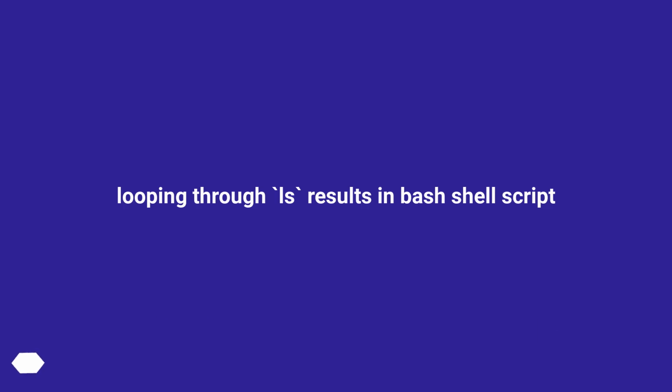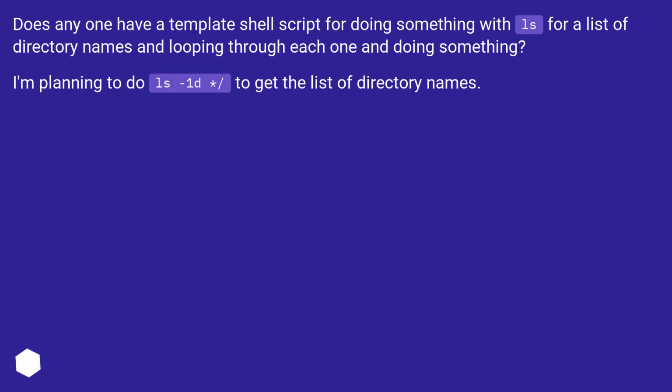Looping through ls results in a bash shell script. Does anyone have a template shell script for doing something with ls for a list of directory names, and looping through each one and doing something? I'm planning to do ls -1d */ to get the list of directory names.